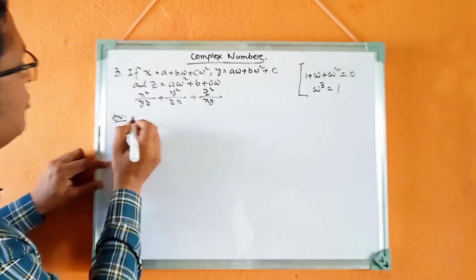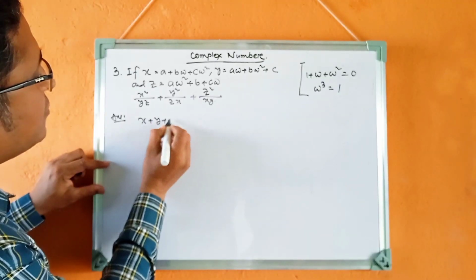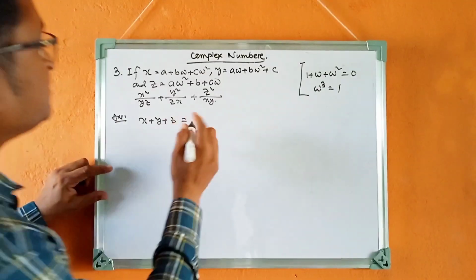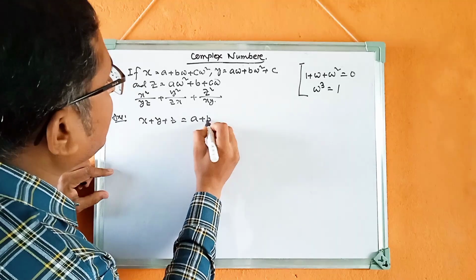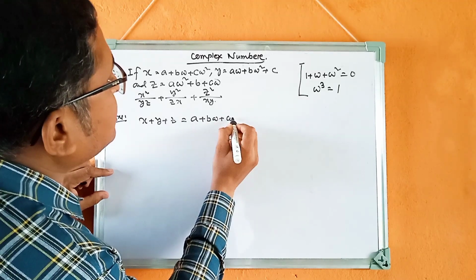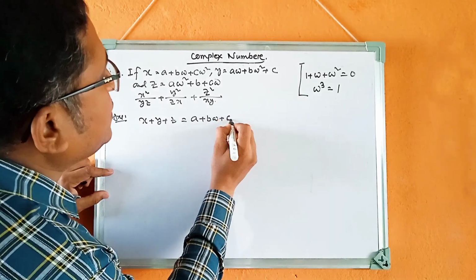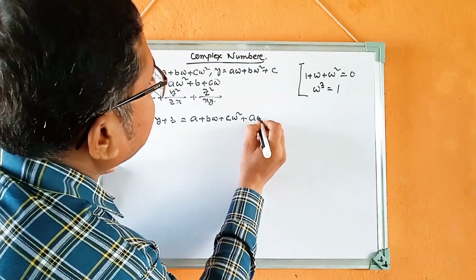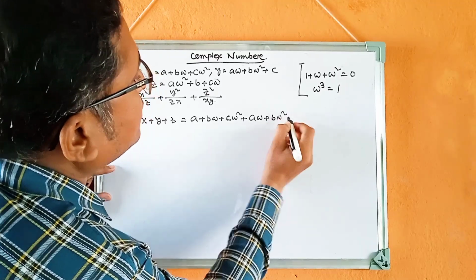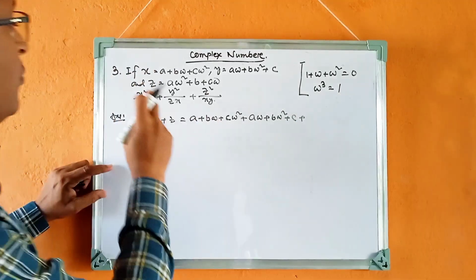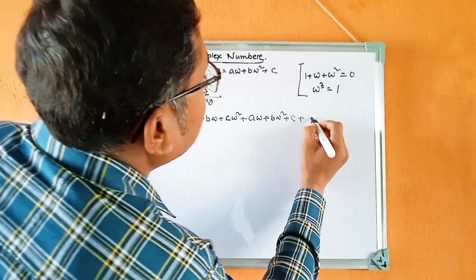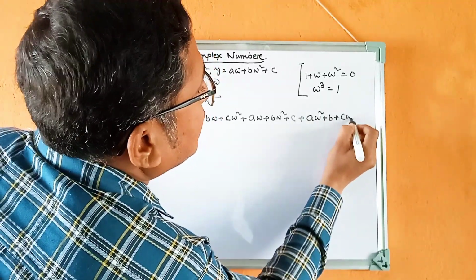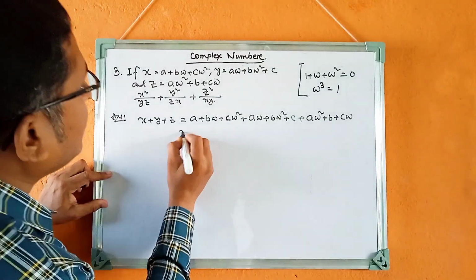First of all, we find the value of x plus y plus z. Okay, so we write x plus y plus z. Just put the value. X means a plus b omega plus c omega square, then put the value of y, that is a omega plus b omega square plus c. Then put the value of z, that is a omega square plus b plus c omega. Clear everyone? Now arrange it.